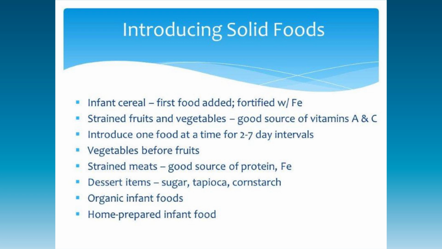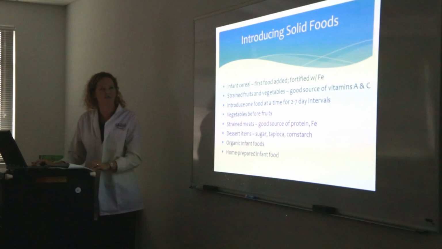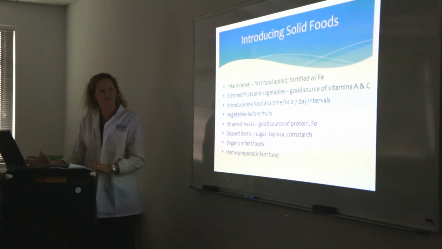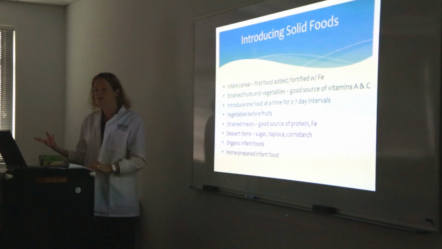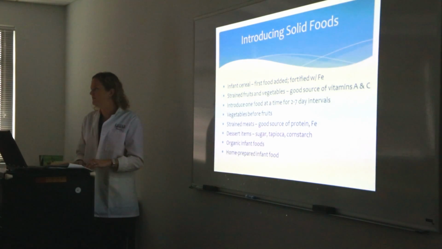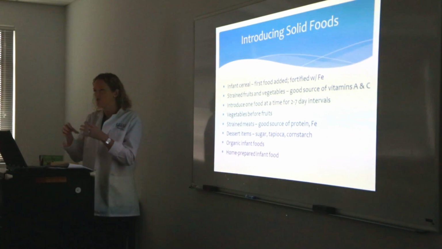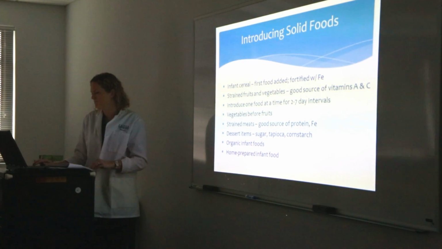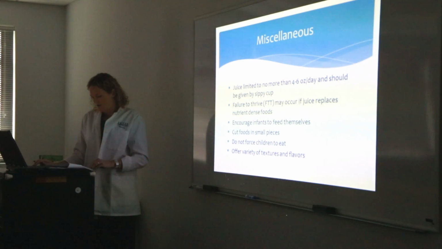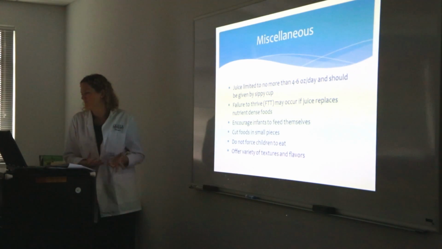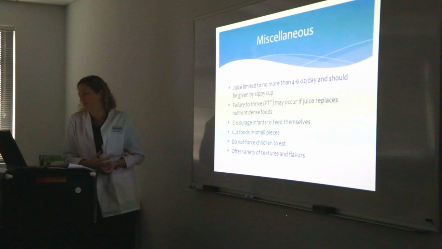There's a lot of organic infant foods on the market now, and then you can also do home prepared infant foods, which is a good idea because then you're not getting the preservatives, and also you're not getting as much water. They add water to infant foods, so when you make it at home, you're getting more nutrient concentrated infant foods. Okay, and then juice, no more than 4 to 6 ounces a day, and that should be given by sippy cup.